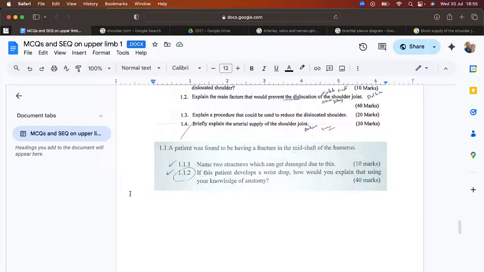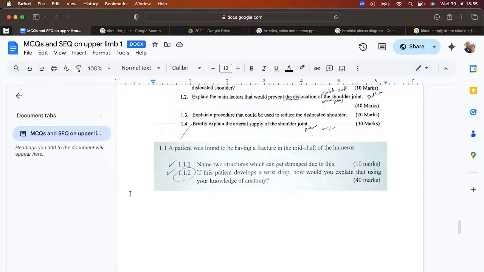Okay, so now when we talk about wrist drop, we are talking about radial nerve damage. You can start by saying that since the radial nerve passes through the radial groove, a fracture of the mid shaft of the humerus will damage the radial nerve, and we know that the radial nerve is responsible for the innervation of the extensor muscles of the forearm as well as the extensor muscles of the arm. It will lead to a wrist drop.